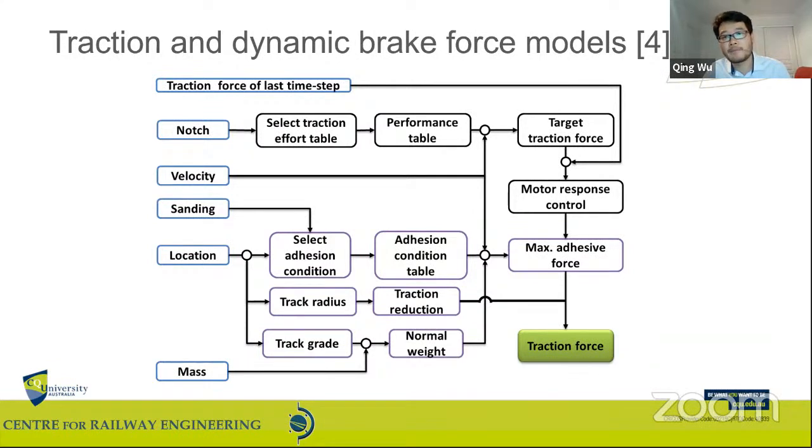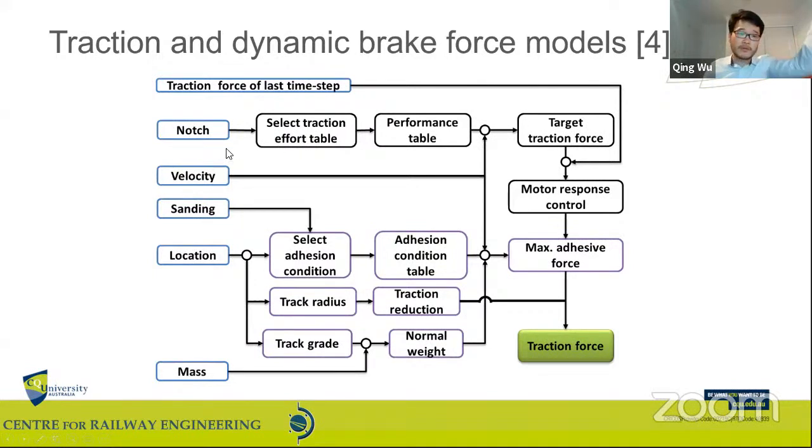For the traction and dynamic brake system, it's somewhat similar to the driveline in automotive, but there are some differences. In the railway system, the locomotive has different notches. At different notches, you will have different force-velocity characteristic curves. It's similar to automotive, where at different gears you will have different force and speed characteristics. That is the traction effort table and the performance table in this model.